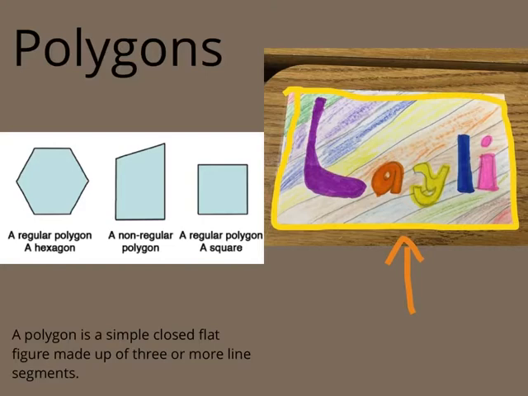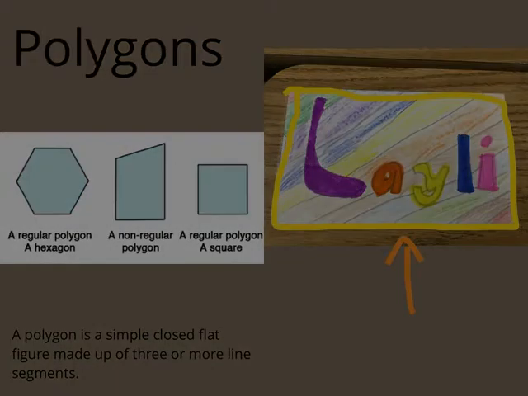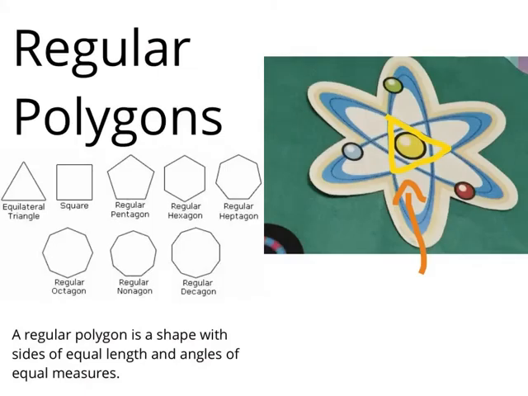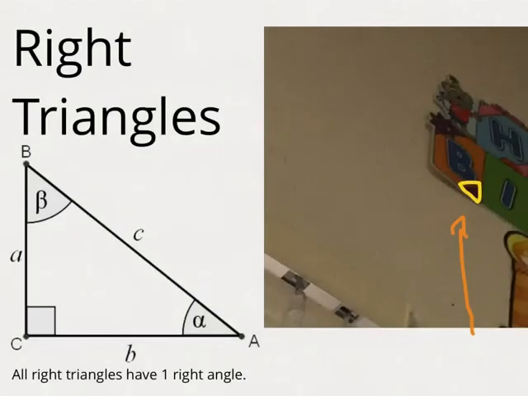Polygons. A polygon is a simple closed, flat figure made out of 3 or more line segments. There is a real-life example of a polygon. Regular polygons. A regular polygon is a shape with sides of equal length and angles of equal measures. There is a real-life example of a regular polygon. Right triangles. All right triangles have one right angle. There is a real-life example of a right triangle.